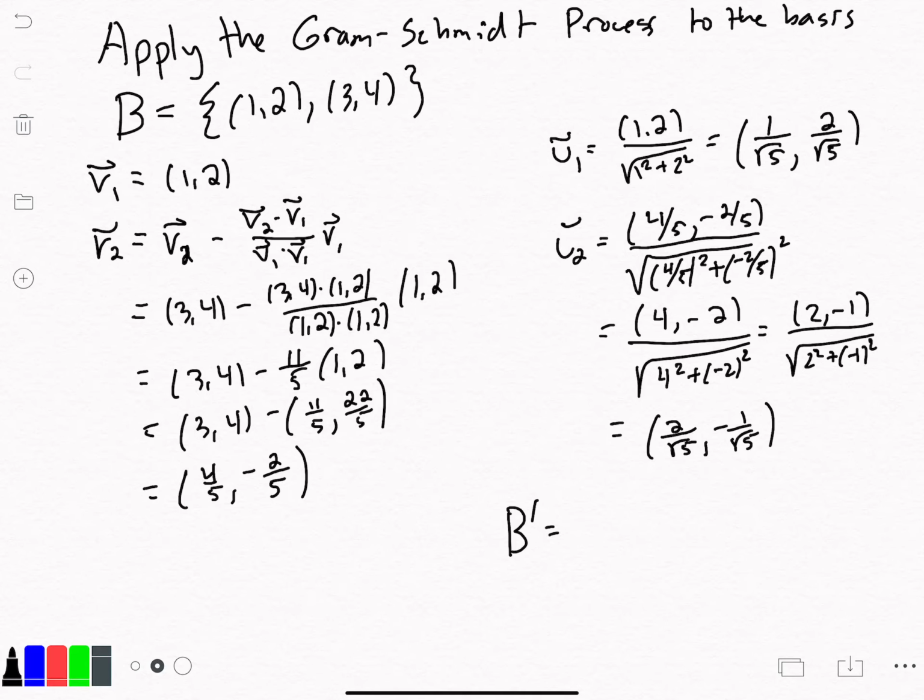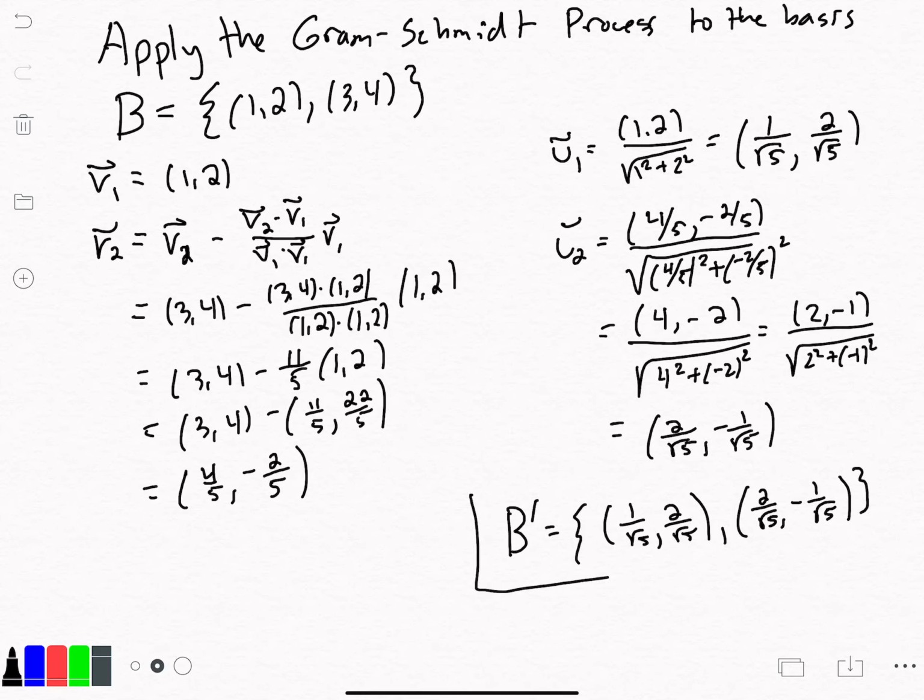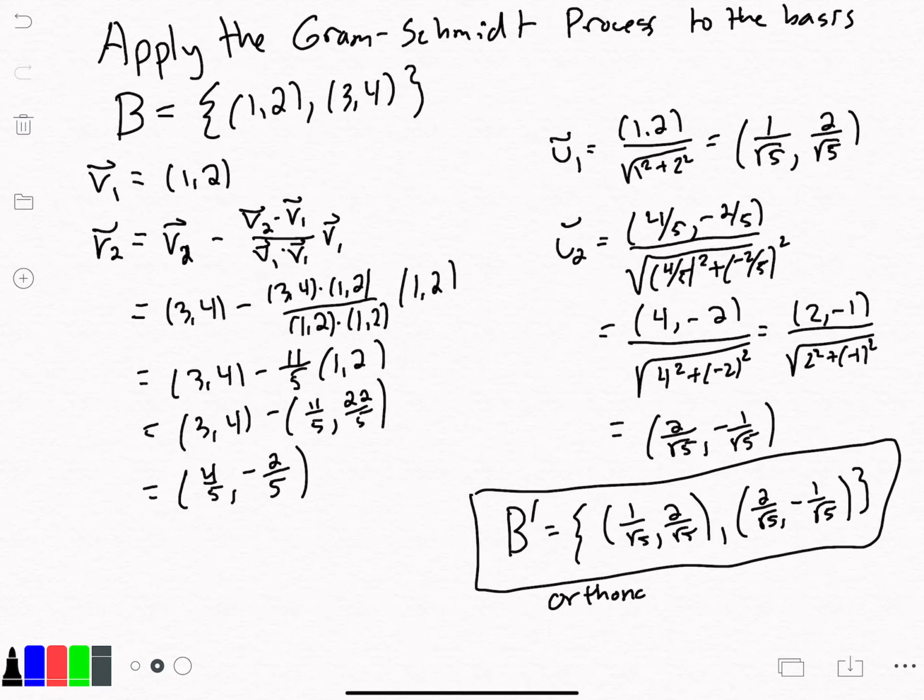So the final basis that we're going to end up with is (1 over root 5, 2 over root 5), and then (2 over root 5, negative 1 over root 5). And this right here would be an orthonormal basis. And that would be the answer to the question.